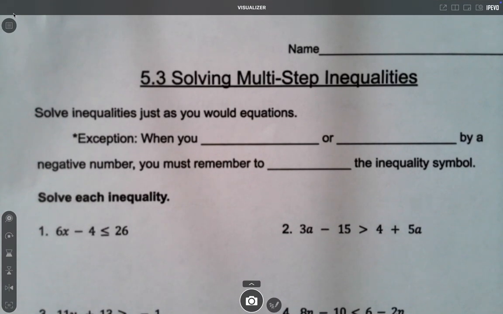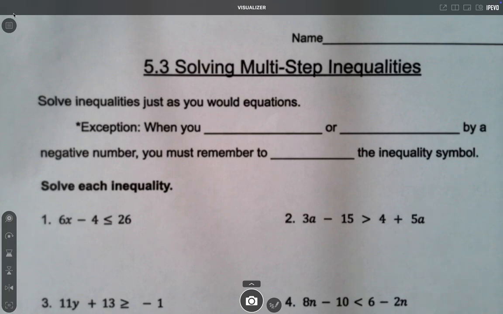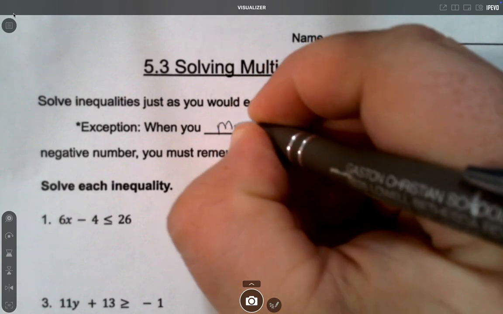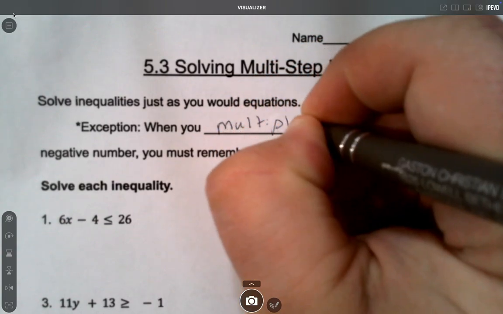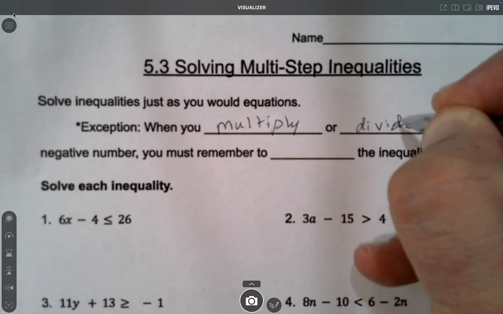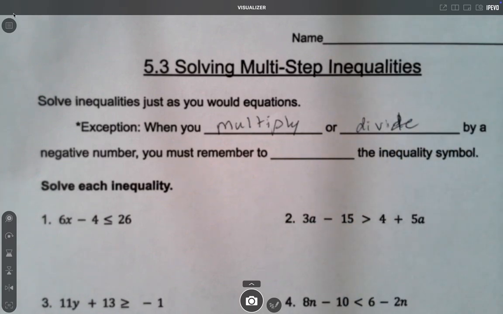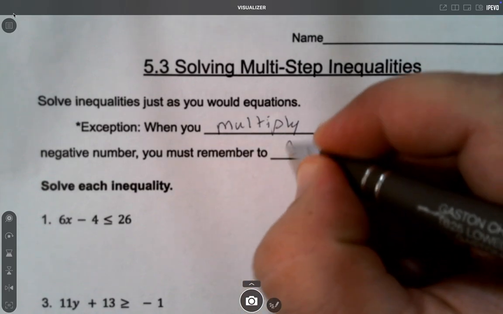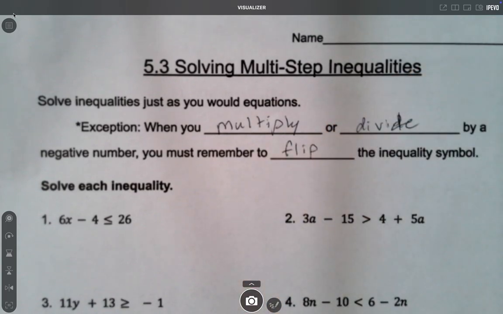So we've talked about one-step equations, whether we needed to add, subtract, multiply, or divide, and I mean one-step inequalities, sorry. Now we're going to solve multi-step inequalities. So you really do solve these just as you would equations. The only exception is when you multiply or divide by a negative number, you must remember to flip the inequality symbol. You can say reverse if you want.